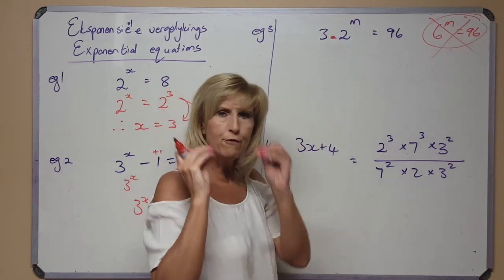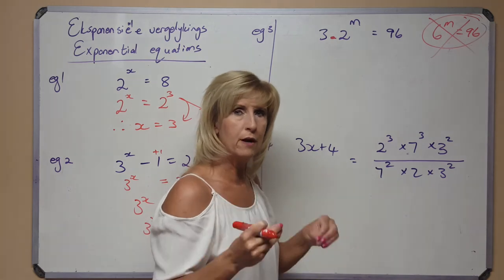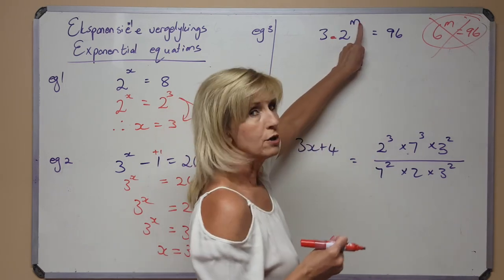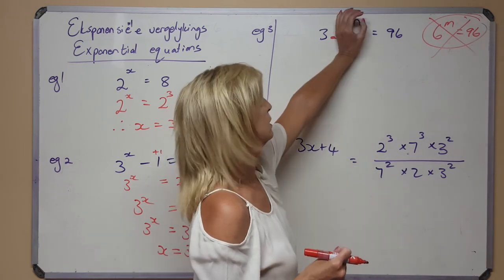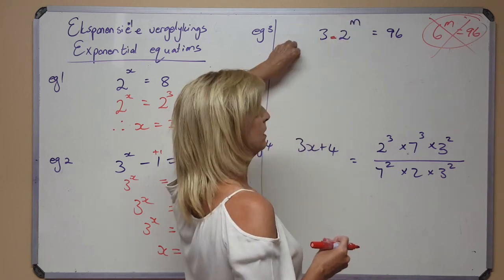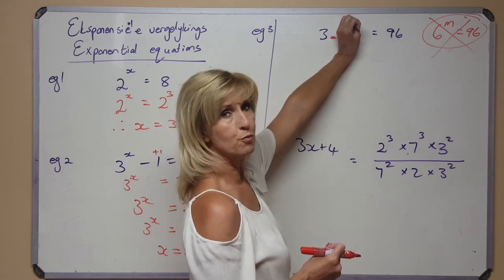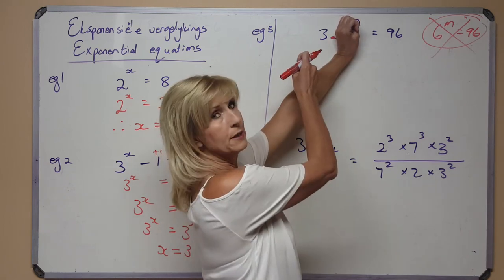Onthou mense, hou jou fokus. Wat probeer jy kry? Jy probeer vir m kry. Your focus is to find m. You can't separate it from the 2, so that's going to stay together. But what is there that I can get away? Times 3. So fokus. Jou m wil jy hê, hy is deel van hierdie pakkie wat jy nie kan opsplit nie. Maar die maal met 3 kan jy wegkry.